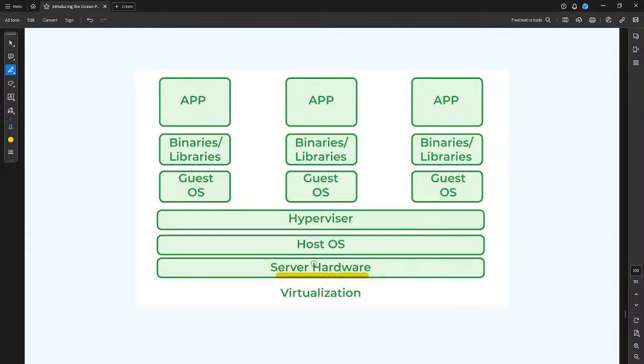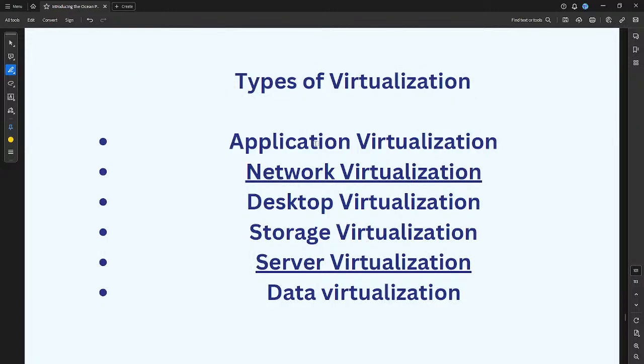We have the server hardware, then we have a host operating system, then we have the hypervisor, and then on this hypervisor we have different guest OSs. So this might be a type 1 form of virtualization. I don't know if we have other types.